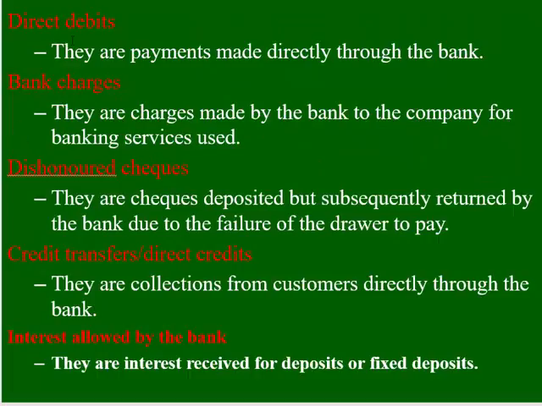Then we have direct debit. Direct debit is a payment made directly through the bank. The bank just goes ahead and you pay the money without effecting it in your own account. Then the bank charges some money when you're operating a current account. They will charge you COT, that's commission on turnover. Then they also have what we call bank charges.